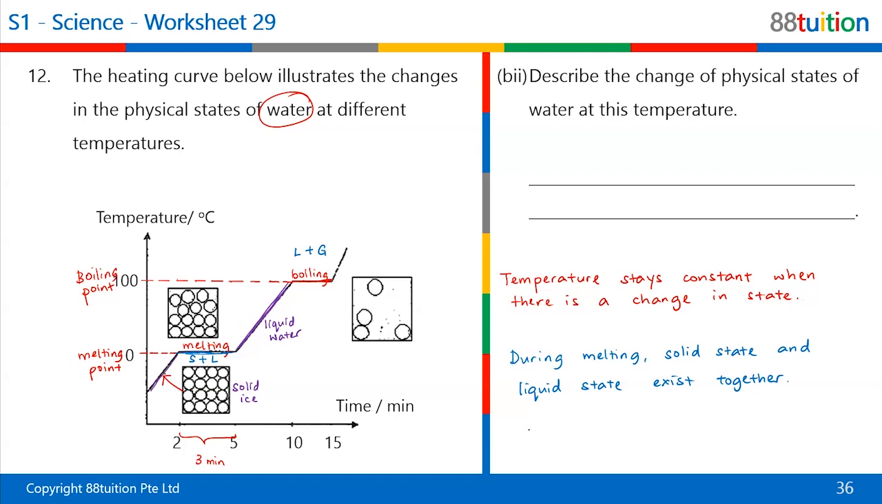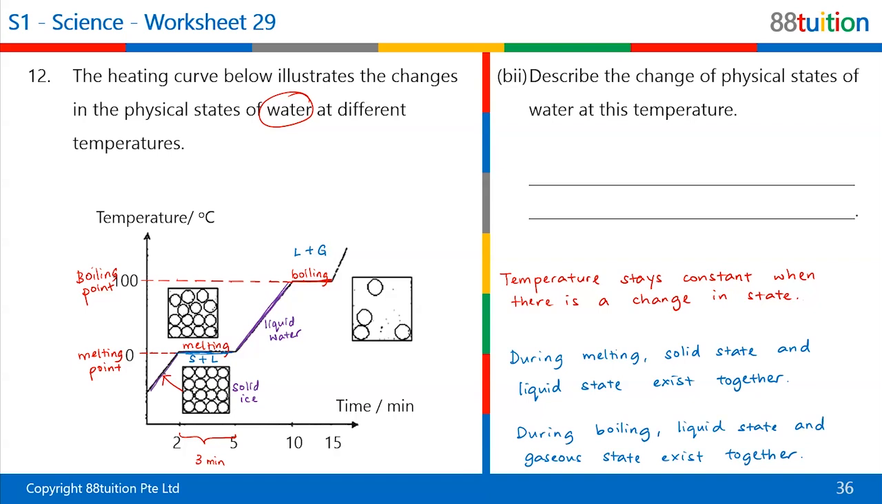So during boiling, and it's the same for all other substances, during the melting process and during the boiling process, there'll be two states existing together. This is something that you must know, because if you don't know this part, it is going to cause you a lot of problems when you answer questions. Okay, so this is what I want to explain about the graph.